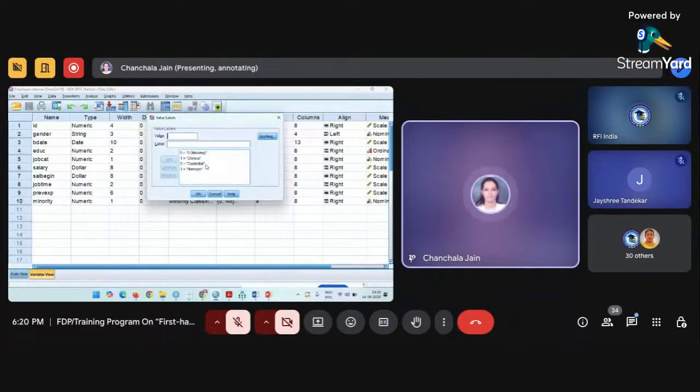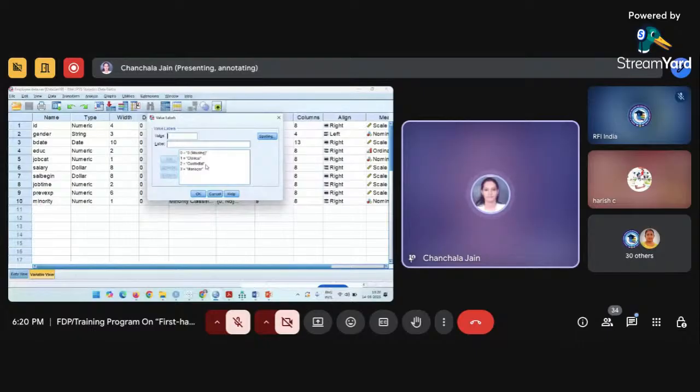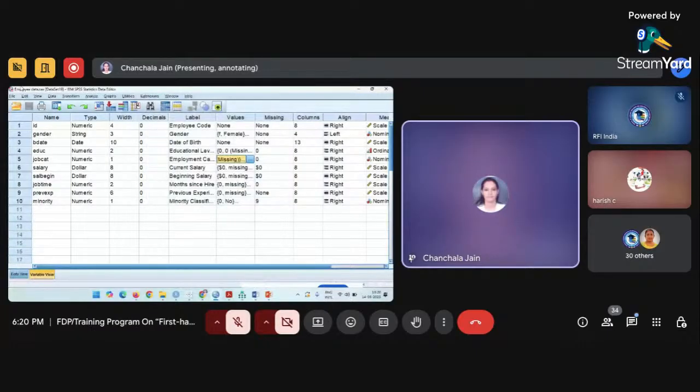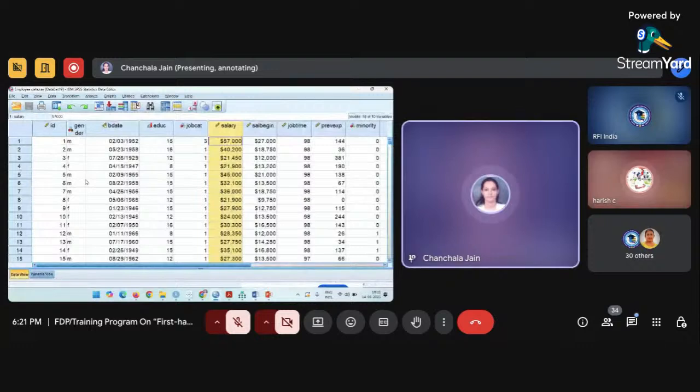Friends, say something. Is it clear? Everyone has opened the sheet? No, ma'am. Actually, we are getting only one category, madam. Zero, missing. That's it, madam. In that sheet, how is it possible? I provided you the same sheet. Yes, madam. Yesterday we were using the same sheet only. I'm using it, but I'm getting only that. What about others?